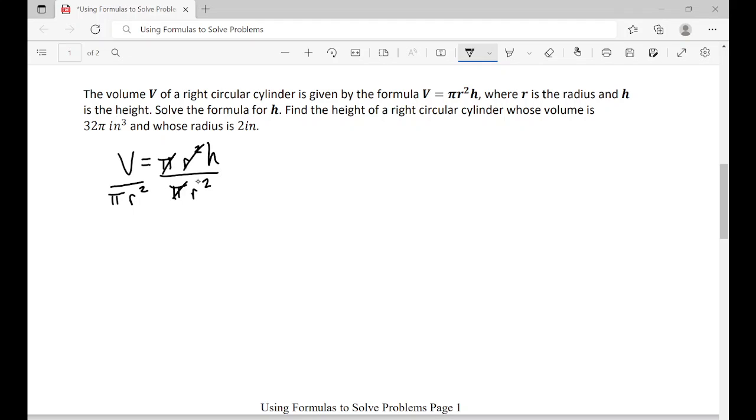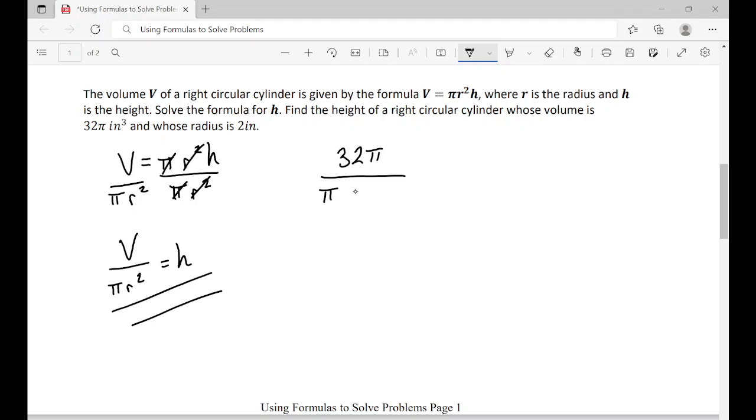So pi's cancel, r squareds cancel, so I'm left with V over pi r squared is equal to h. And that's our answer for the first one. Now, we're going to find what the height of the right circular cylinder is when the volume is 32 pi inches cubed, whose radius is 2 inches. So again, I don't really need the units of measure for this, I just want the numbers. So the volume, V, is 32 pi over pi, and the radius is 2 inches, so 2 squared.